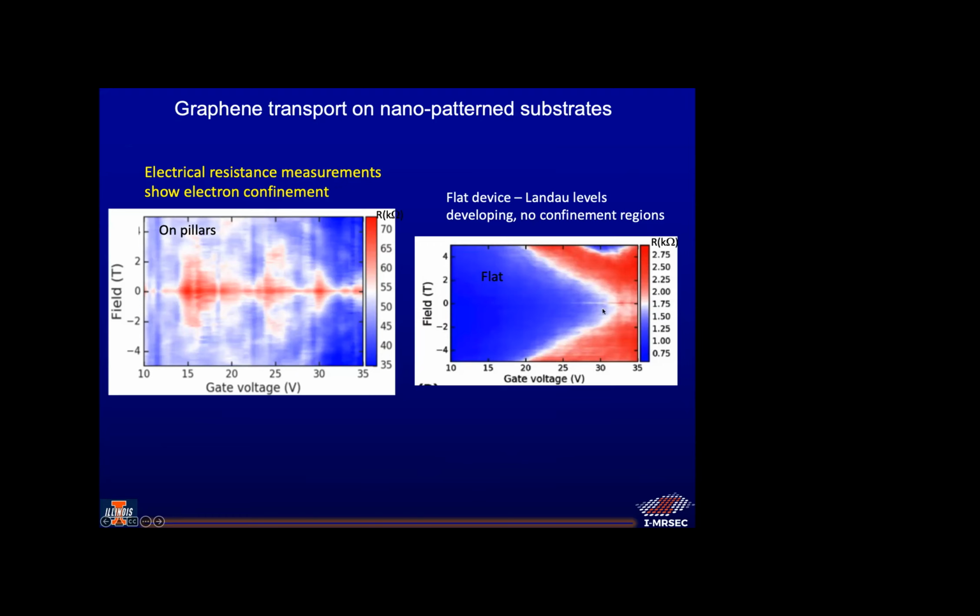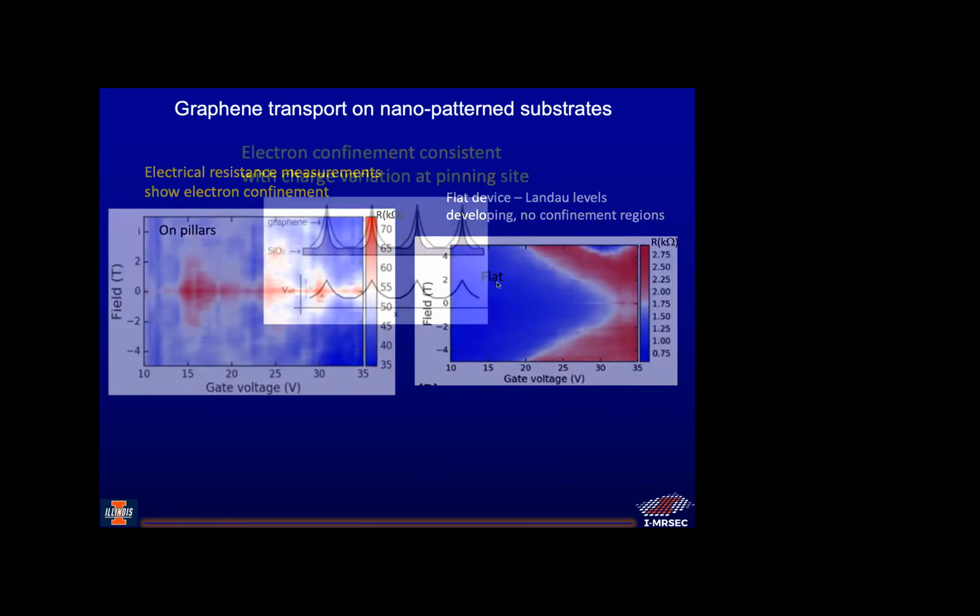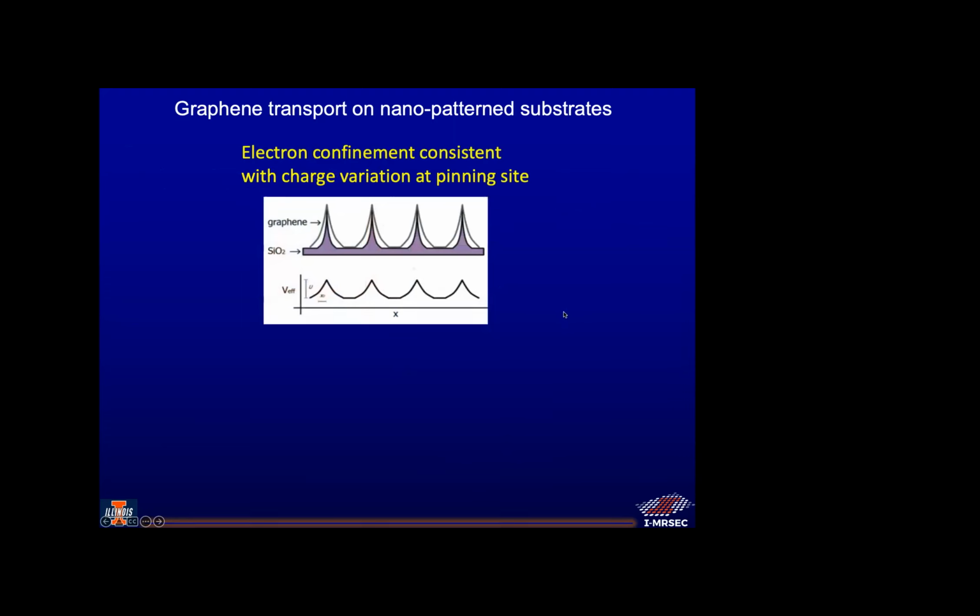Okay, over here we have the beginning of Landau levels, right? Because we're looking at a strong magnetic field. So we're ignoring this for now, but in this region of interest, we don't see any confinement for the flat device. Okay, so why do we have confinement for the graphene on these pillars? Well, the one thing you could say is, well, we just have charge variation. Maybe it's just charging effects because we have a lot of spacing between our pillars.